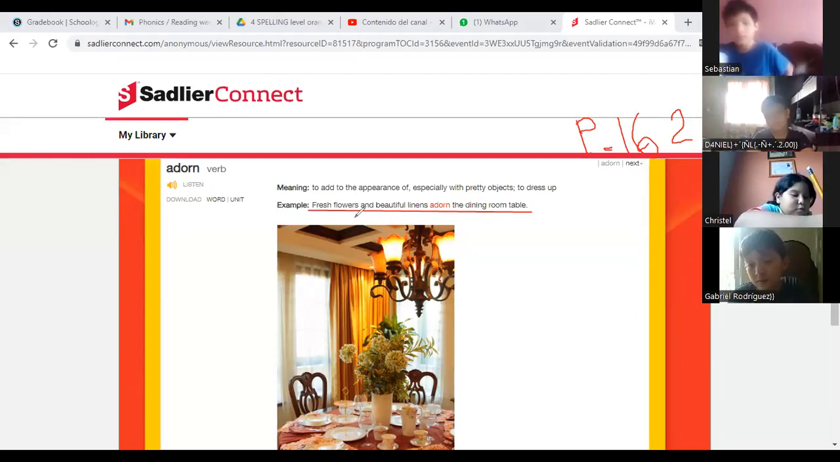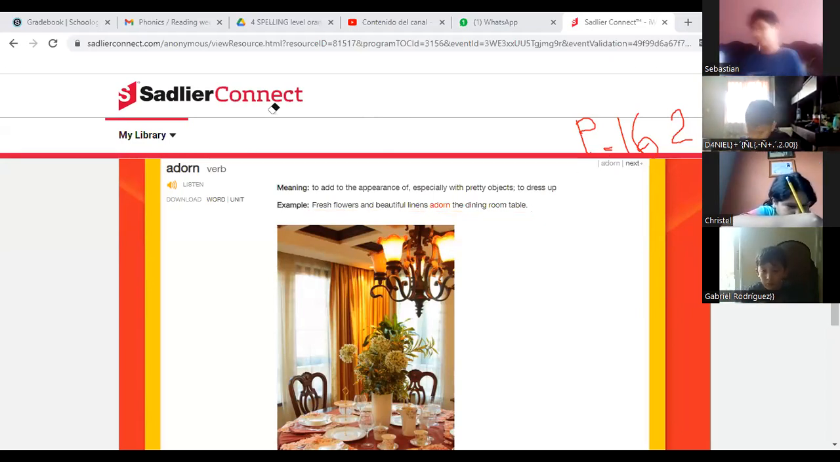Page 162. These sentences that appeared in the definitions are in your book. Page 162. Second word.